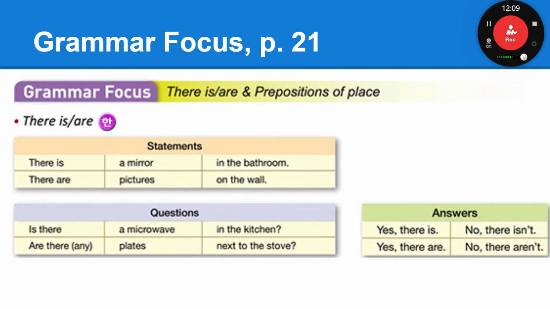Okay, let's look at our grammar focus. This is definitely on the test. There is an R in the prepositions of place. Listen first and then repeat after me. There is a mirror in the bathroom. Okay, repeat. There is a mirror in the bathroom. Listen first. There are pictures on the wall. Repeat after me. There are pictures on the wall.